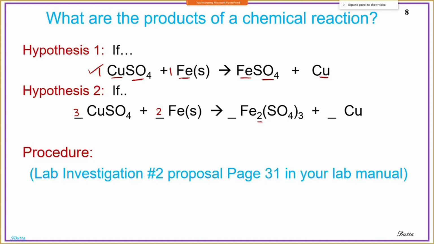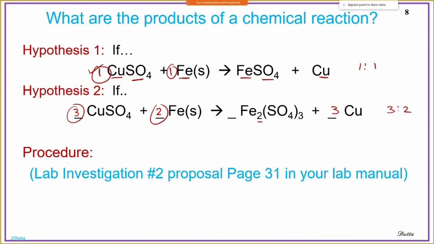So if I put 3 sulfate, I need to have 3 copper. Okay. So what is the mole ratio here? Mole ratio is 1 to 1. 1 to 1. What is the mole ratio here? Here I have 3 to 1. 3 to 1.